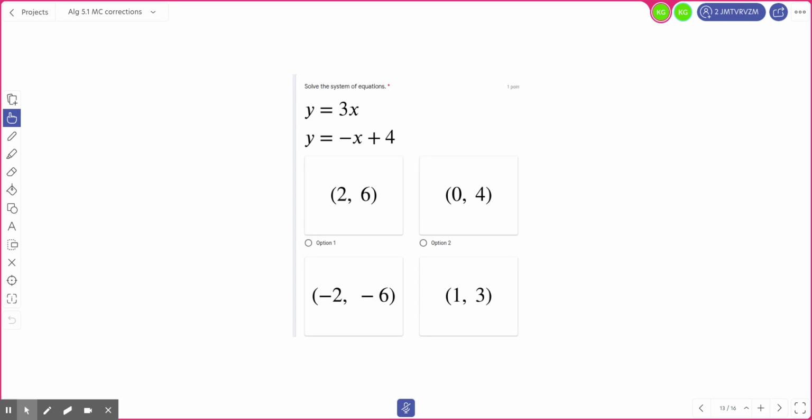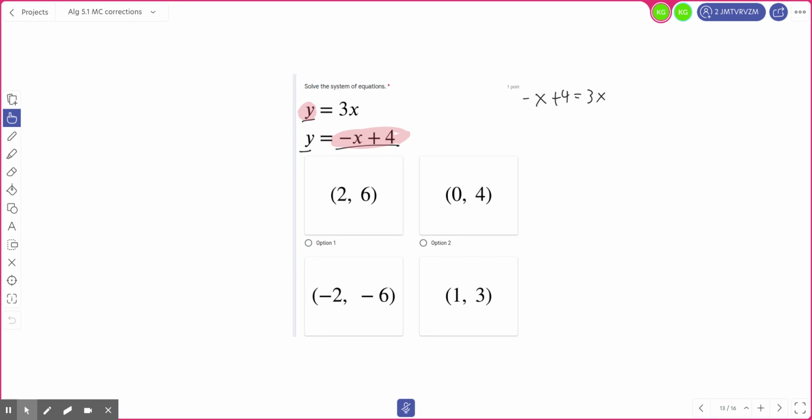So in this first one, I've got y equals 3x and y equals negative x plus 4. Well, these y's are by themselves, so I'm going to use substitution. I can replace this y with negative x plus 4. And then my equation becomes, negative x plus 4 equals 3x.